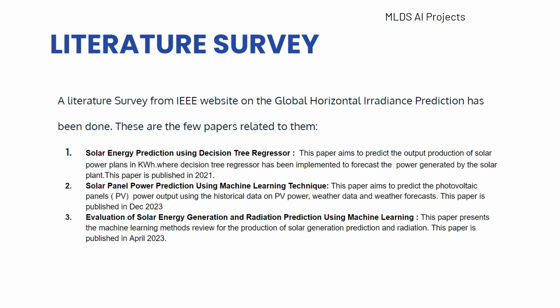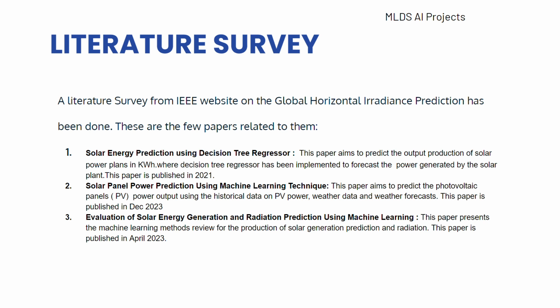We have also done the literature survey from the IEEE website on GHI value prediction. These are a few papers that I have mentioned, and other papers are in the description. The first paper is solar energy prediction using decision tree regressor. This paper aims to predict the output production of solar power plants in kilowatts, where a decision tree regressor has been implemented to forecast the power generated by the solar plant. This paper was published in 2021.